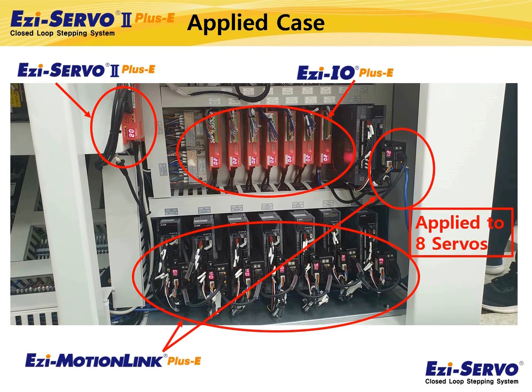I will show you another practical application example. As you can see, Motion Link is directly connected to a total of 8 axes of AC servos, and Motion Links are connected through a daisy chain through Ethernet ports. Through simple wiring, AC servo and EZ servo can be driven by one Ethernet network at the same time.